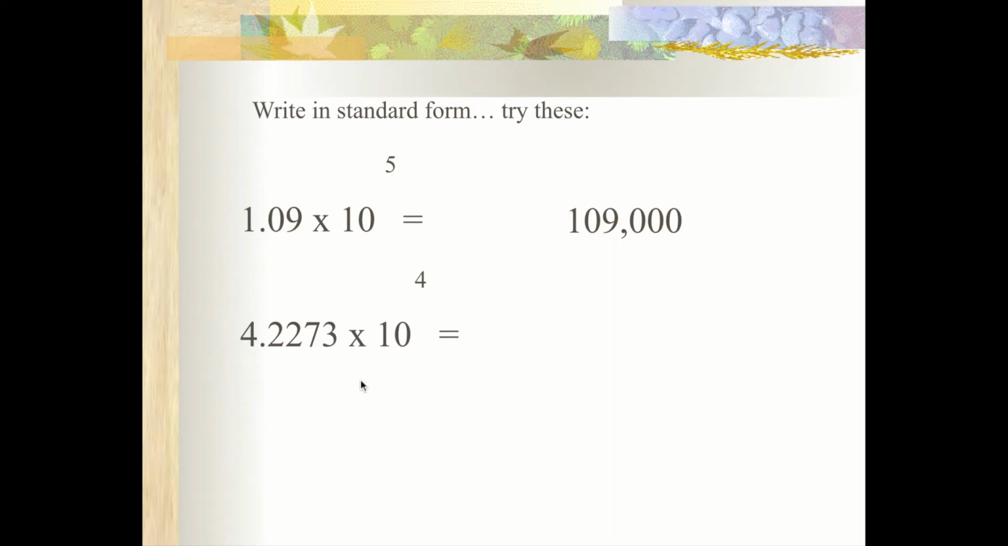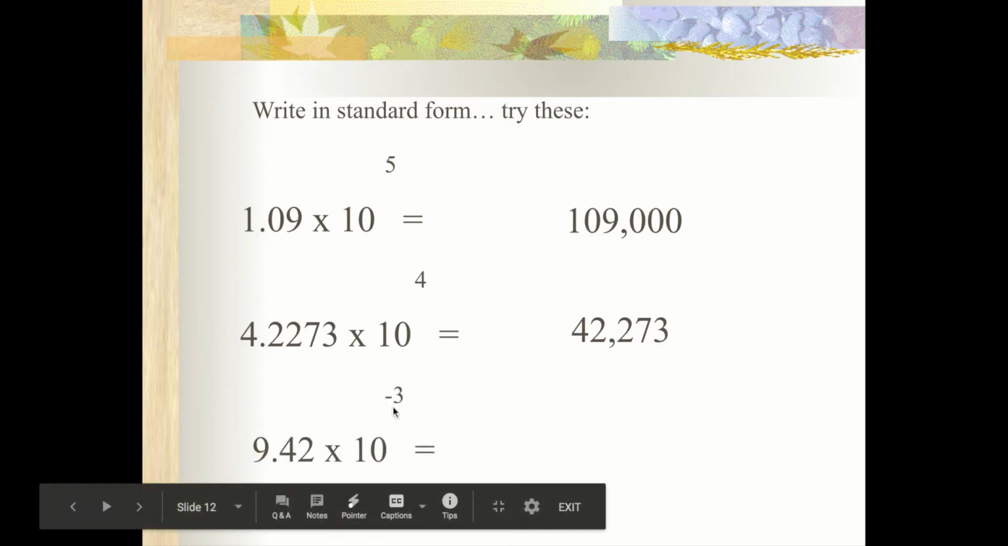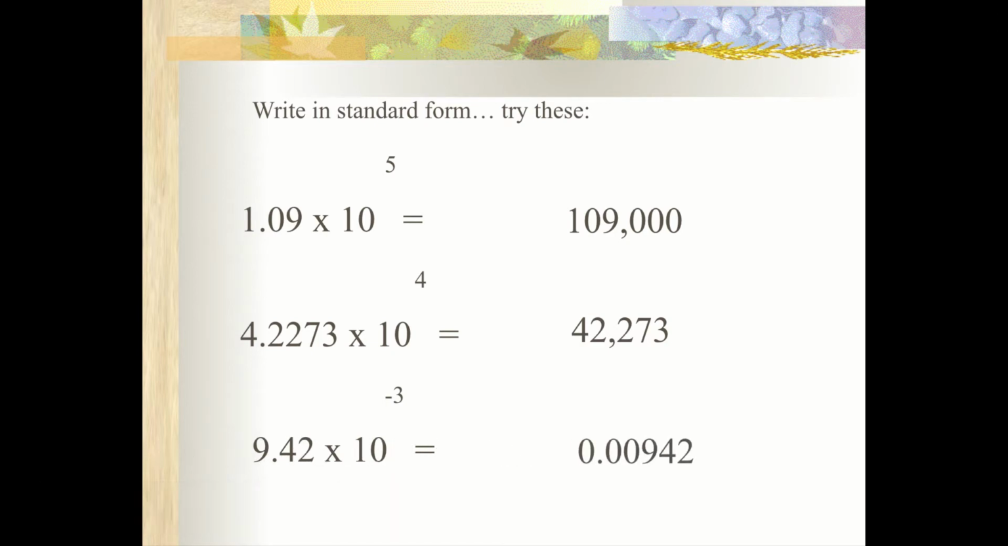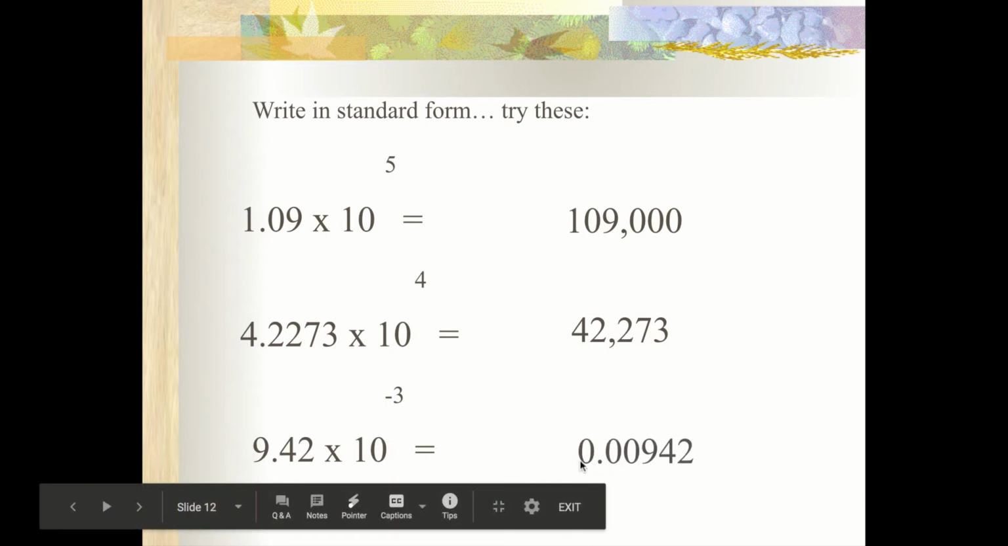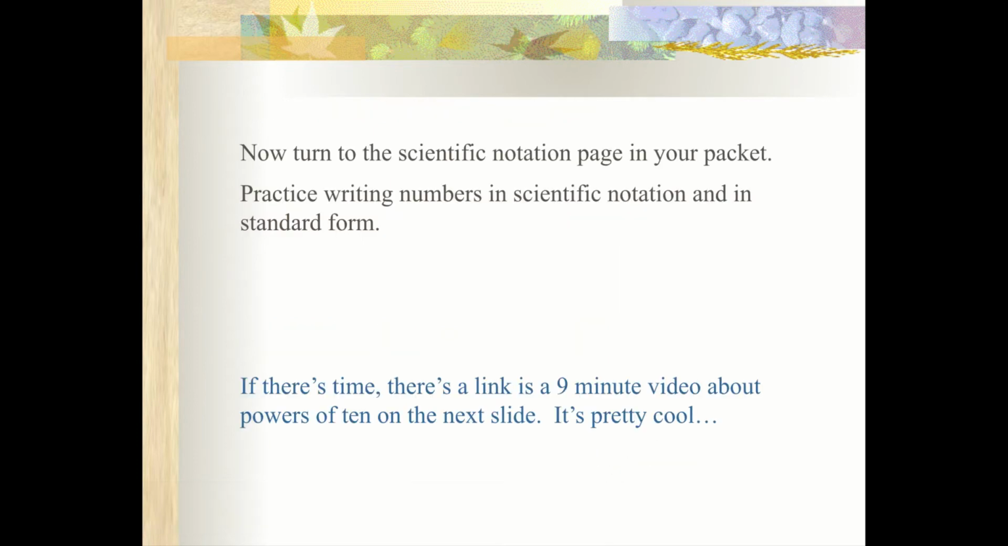Same thing here. I'm going to move it to the right. 1, 2, 3, 4. So now I should have 42,273. Okay? Same here. I'm going to move it. Actually, it's not the same. This is a negative, so I'm going to move it to the left. Okay? 1, 2, 3. So I should have 2 zeros in the front. Right here. You're, of course, going to add the 0, but right here is the 2 zeros that you just added. Okay? So now turn the scientific notation page.